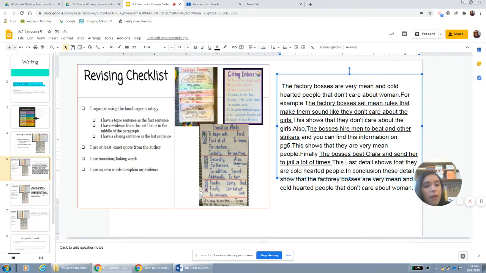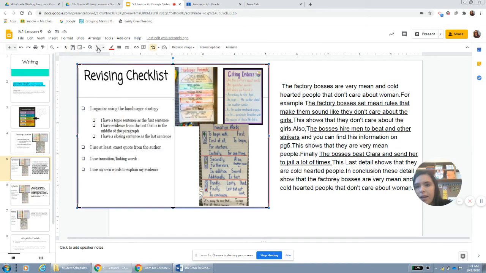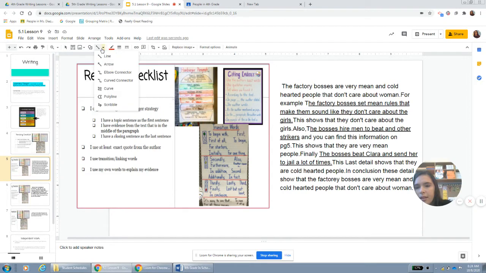Now we know that what this student is going to write about is how the factory bosses are mean and cold-hearted. And they should, so they do have a topic sentence. They let us know what their paragraph is going to be about. So I'm going to go ahead and put a check next to that.